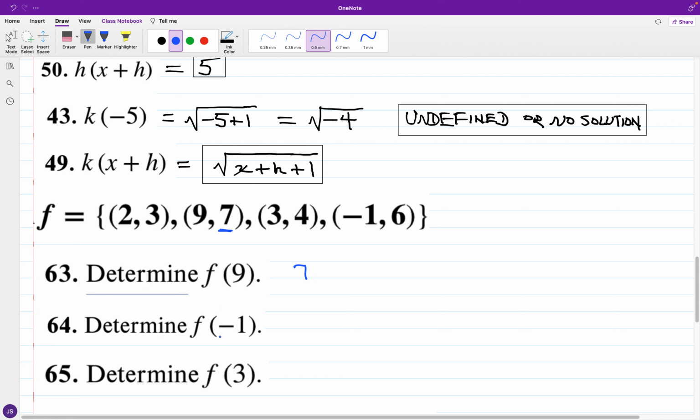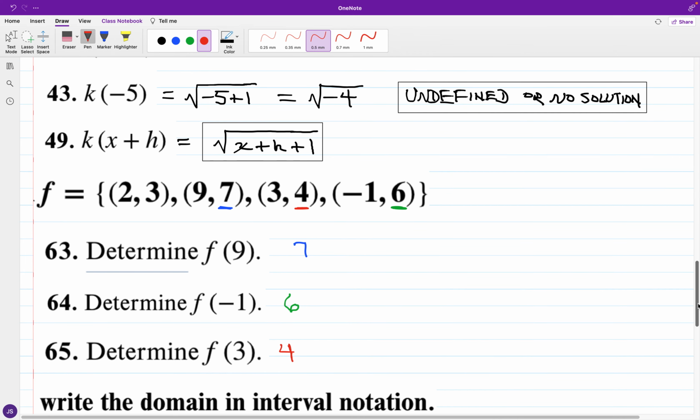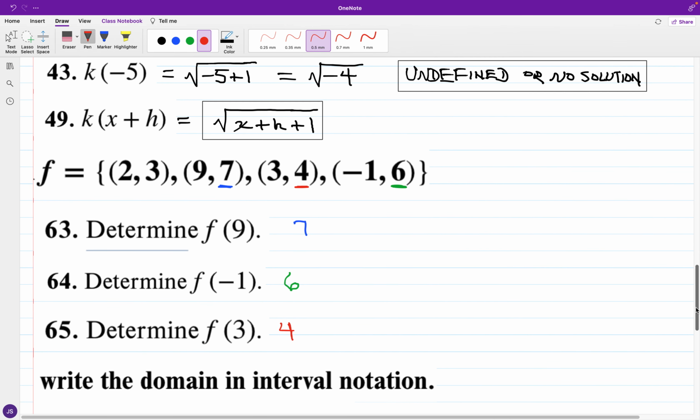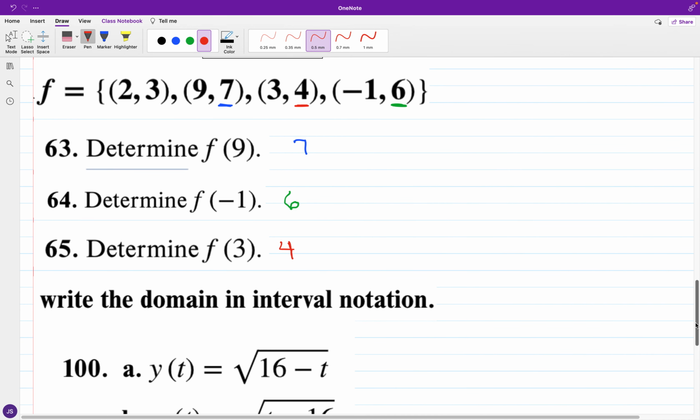And for f of -1, this is going to be the y value whenever x is set to -1. So in this assortment, x is at -1, and the corresponding y value becomes 6. And for f of 3, we're looking at where x is 3 and what the corresponding y value is. Where x is 3, the corresponding y value is going to be 4. So f of 9 is 7, f of negative 1 is 6, and f of 3 is equal to 4.